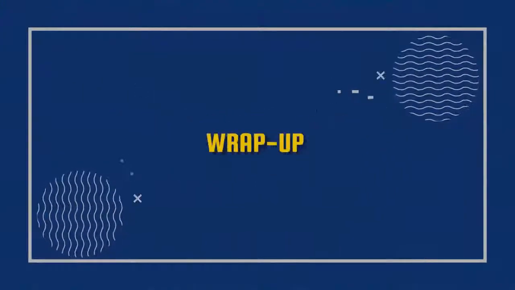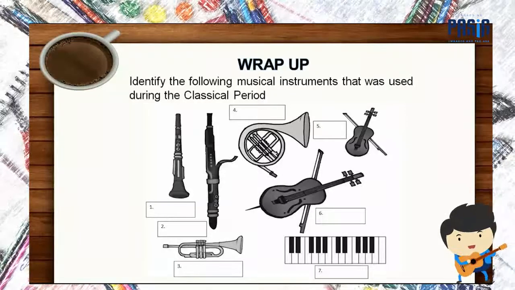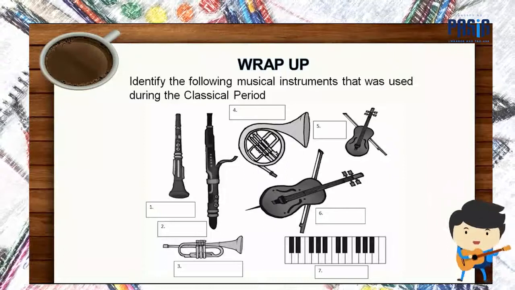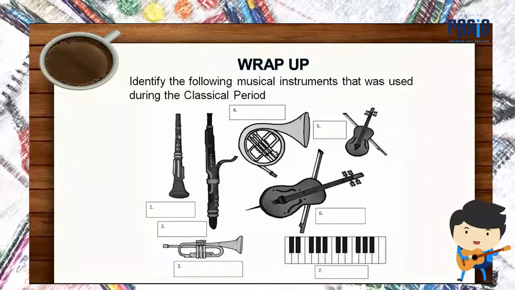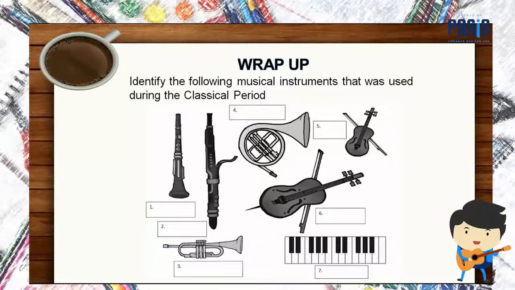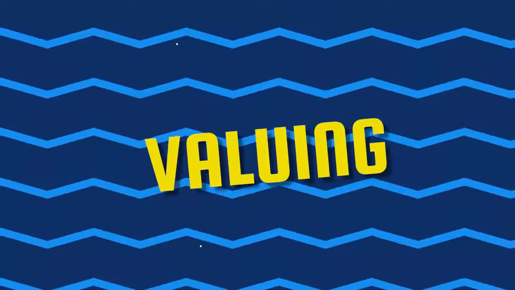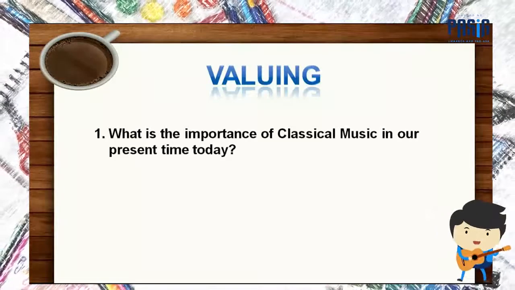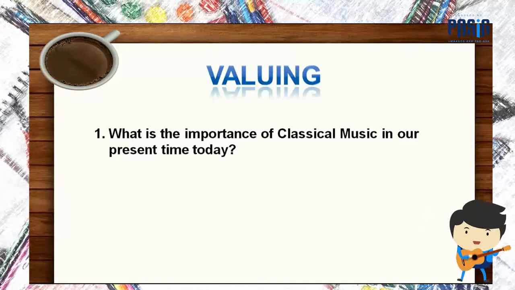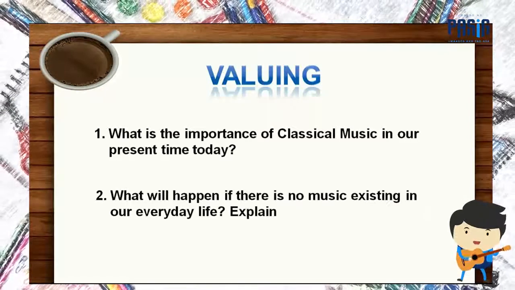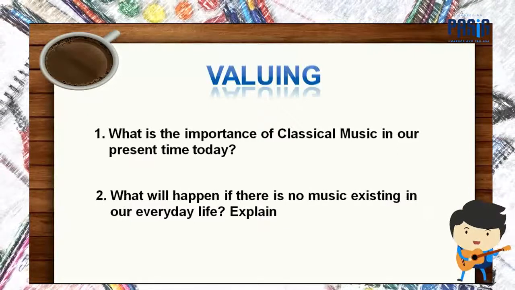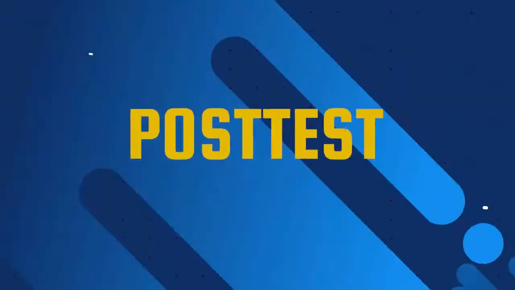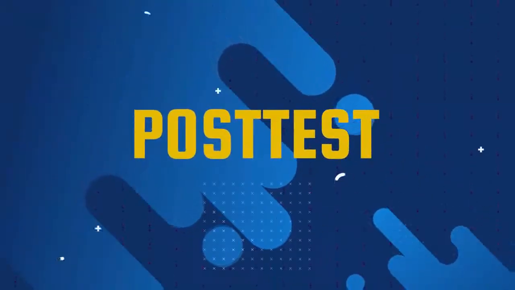Identify the following musical instruments that was used during the classical period. You may pause this video as you answer the wrap up in your module. You may do it now. If you're done, let's go now to valuing. First question. What is the importance of classical music in our present time today? Number 2. What will happen if there is no music existing in our everyday life? Explain. Let's go to the last part, the post test.